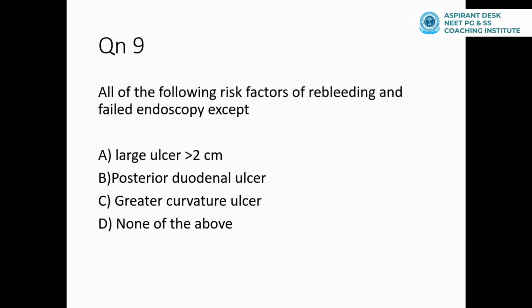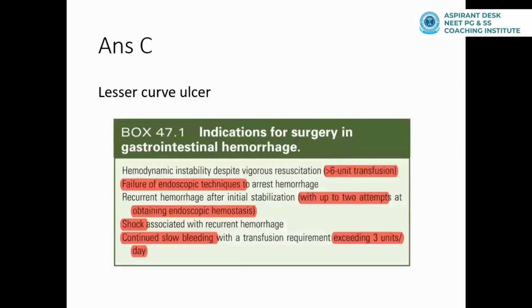So these are the factors having high risk of rebleeding and failure of endoscopy, except the bleeding is from the large ulcer more than 2 centimeter, or posterior duodenal ulcer, greater curvature ulcer, none of the above. So, risk factors of rebleeding and failed endoscopy. Lesser curvature ulcer is the risk factor for rebleeding and failed endoscopy, rather than greater curvature ulcer.